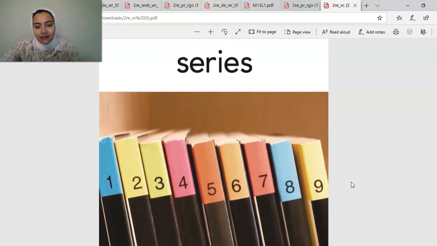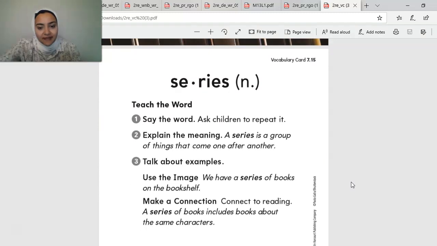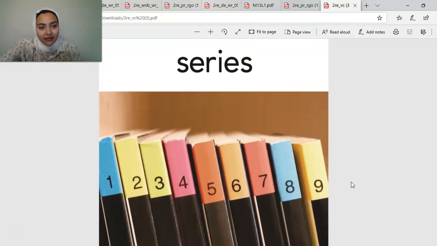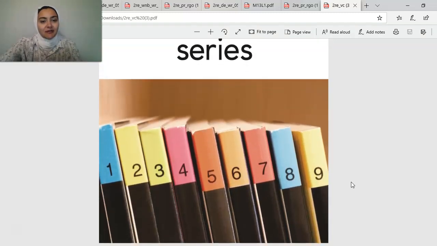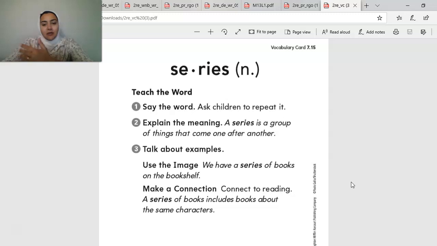Series. Here it has a whole bunch of books and it has numbers 1 through 9. Series is like chapters, like different parts of a story. So a series is a group of things that come one after the other. Sometimes in our favorite stories, like The Magic Tree House or Goosebumps, there's a lot in the series, right? So different parts or things that come one after the other.